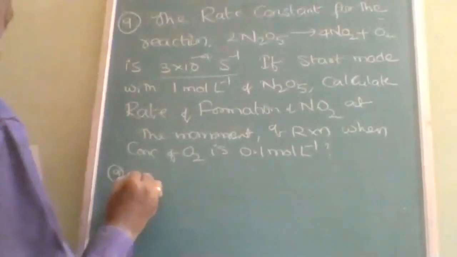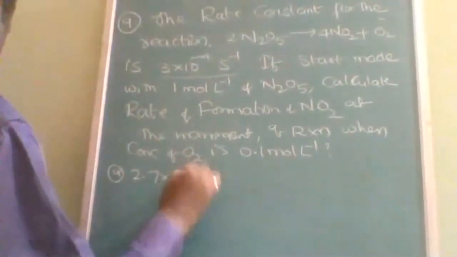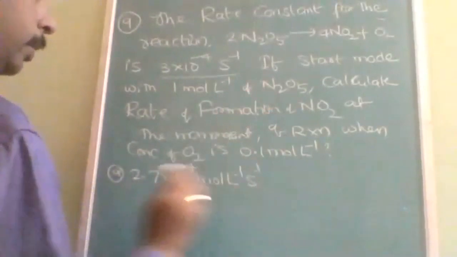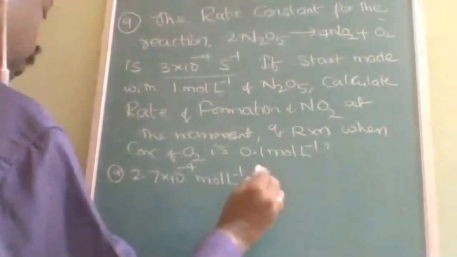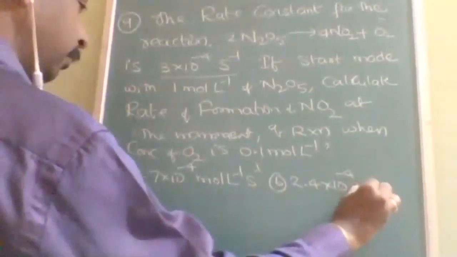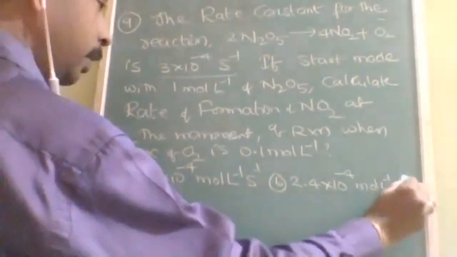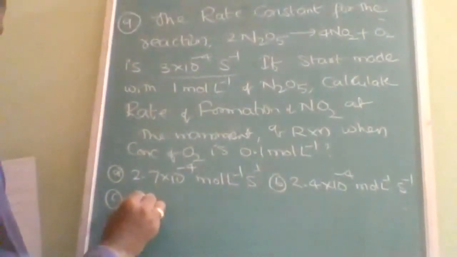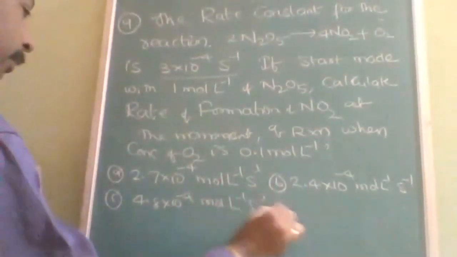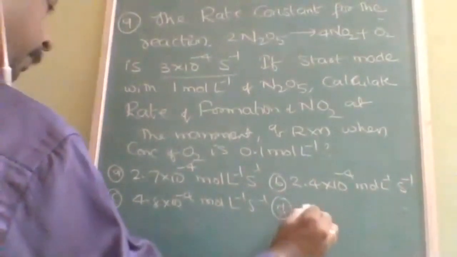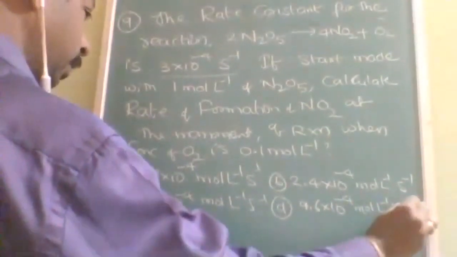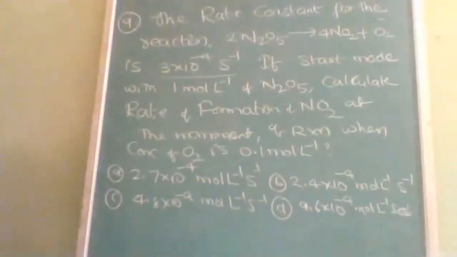Option A, 2.7 into 10 to the power of minus 4 mole liter inverse second inverse. By the time you calculate, I will write the options so you can cross check. Option B is 2.4 into 10 to the power of minus 4 mole liter inverse second inverse. Option C, 4.8 into 10 to the power of minus 4 mole liter inverse second inverse. And option D, 9.6 into 10 to the power of minus 4 mole liter inverse second inverse. So these are the four options.